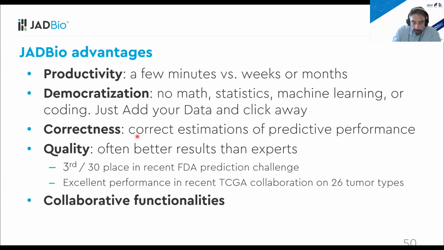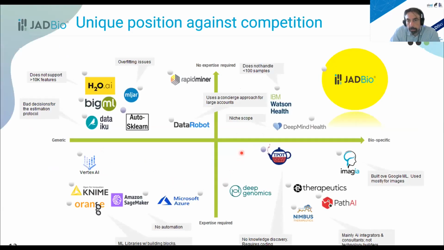Also, correctness is very important. You cannot mislead your clients. You need to be able to tell them a correct estimate of their predictive performance. And the quality often beats human experts. As one example, we got 3rd place in a recent Food and Drug Administration prediction challenge. Okay, and you need something like that before you get any investment.